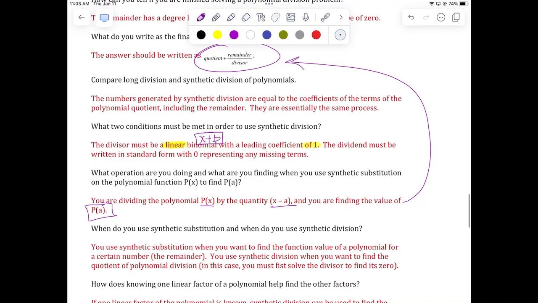When do you use synthetic division, and when do you use synthetic substitution? That's a pretty good question. It all depends what the question is asking you. Use synthetic substitution when you want to find a function value, a specific value like in the warm-up. What is the function value at -1? That ends up being the remainder of the division process. And then you use synthetic division when you want to find the actual quotient. Okay? The actual quotient.